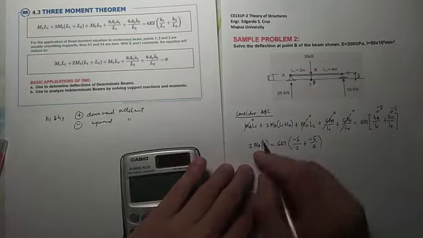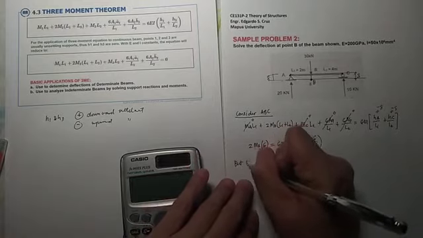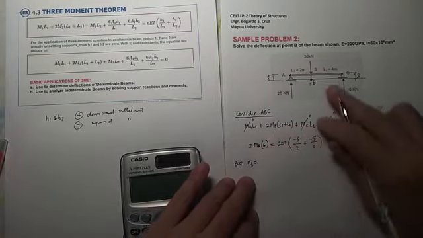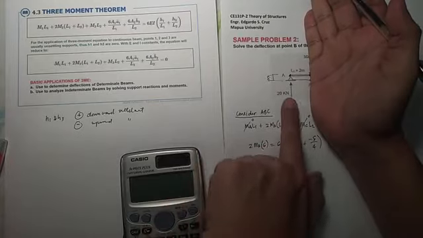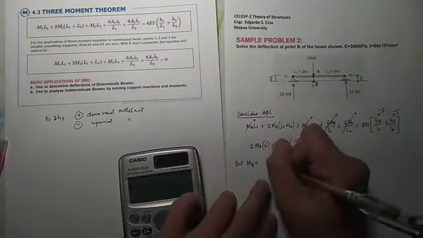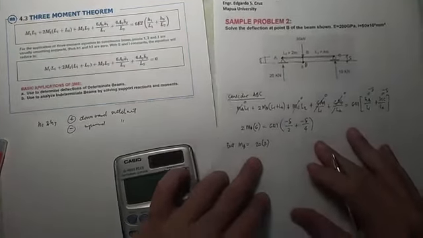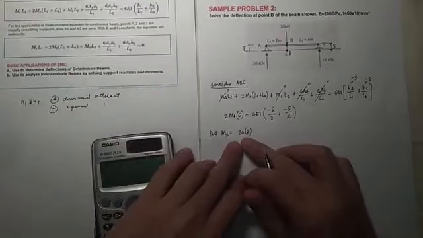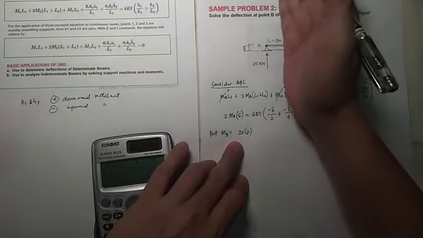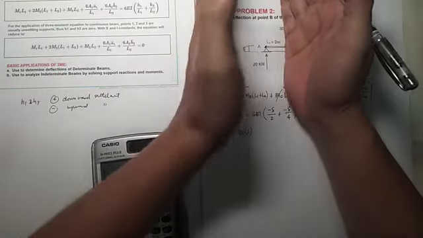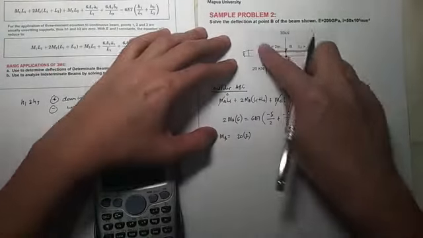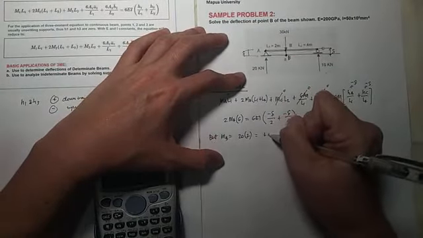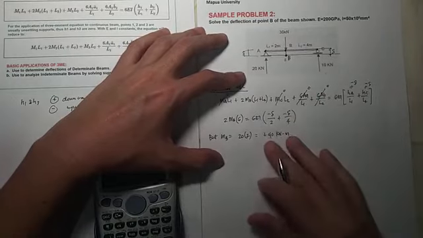Now substitute. So what is MB? Since the beam is determinate, we can easily solve the moment at B, right? So what's the moment at point B? We cut a section here, and the moment at B would be simply 20 times the moment arm of 2, 20 times 2. Now, what is the true sign convention of the moment? That is the direction of the moment. With that 20 kilonewton, it makes the beam smile. So therefore, this would be positive 40 kilonewton meter.